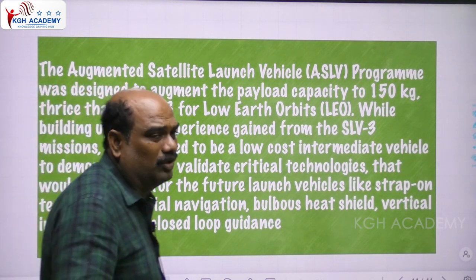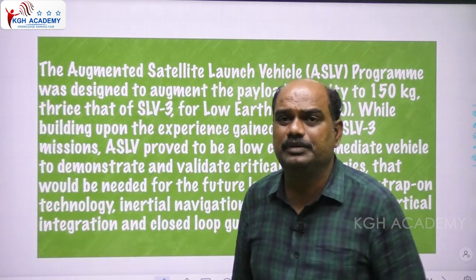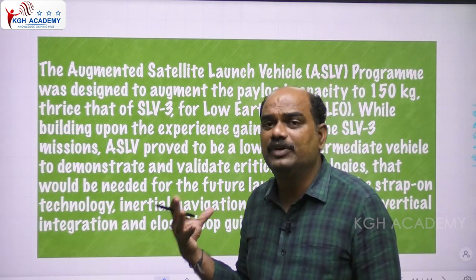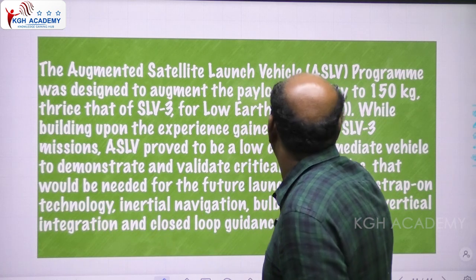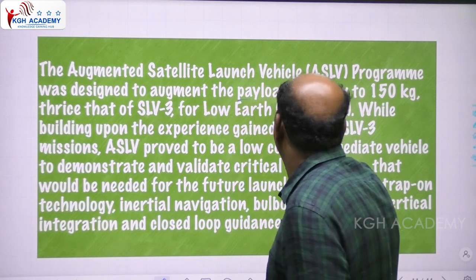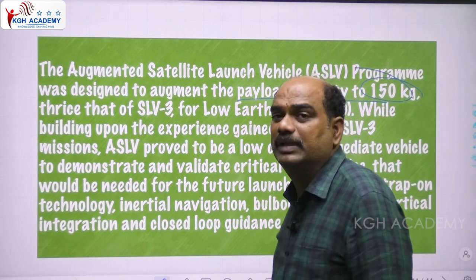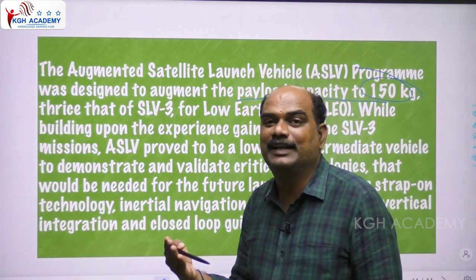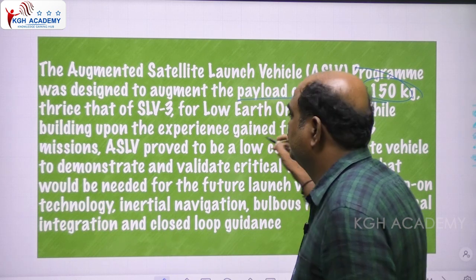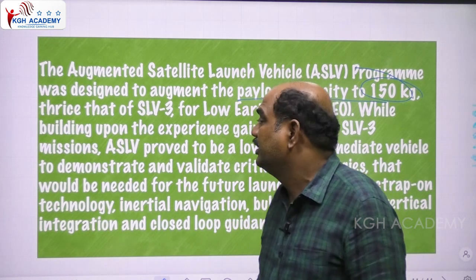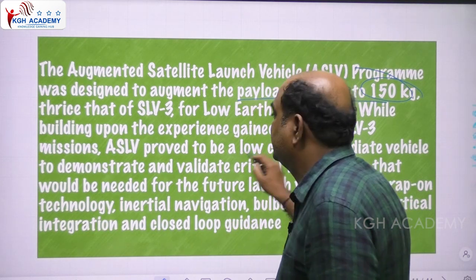The Augmented Satellite Launching Vehicle is a 5-stage launching vehicle with solid fuel, and the program was designed to augment the payload capacity to 150 kg, thrice that of the SLV3. SLV could carry only 40 kg of satellite for low Earth orbit. ASLV can also carry satellites into LEO, with a gain over the SLV.